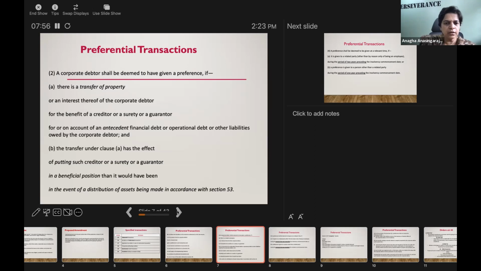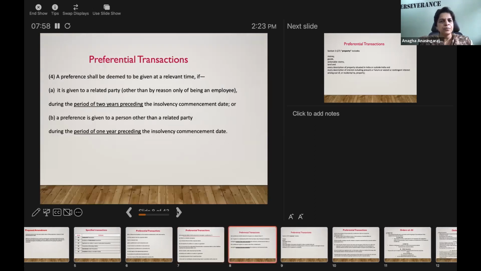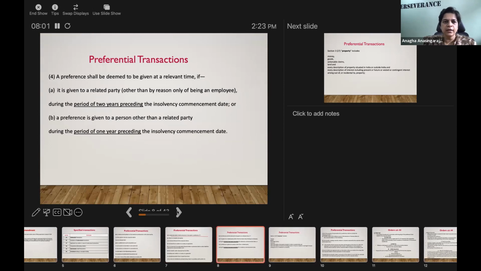Then we go to subsection 4. A preference shall be deemed to have been given at a relevant time if it is given to a related party, so any of the related parties under 5(24), other than by reason only of being an employee, during the period of 2 years before the ICD, or a preference is given to any person other than a related party during 1 year before the ICD. So these are the timelines.